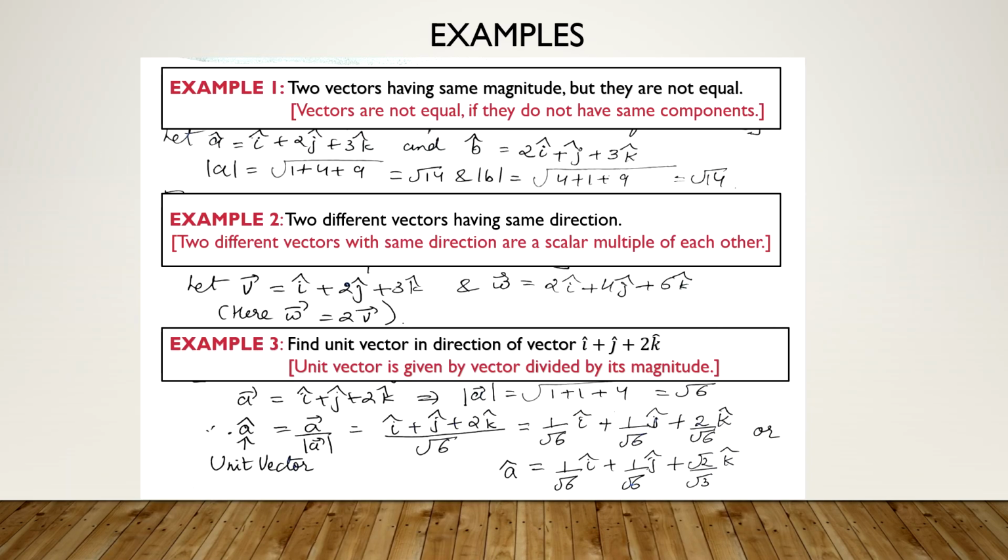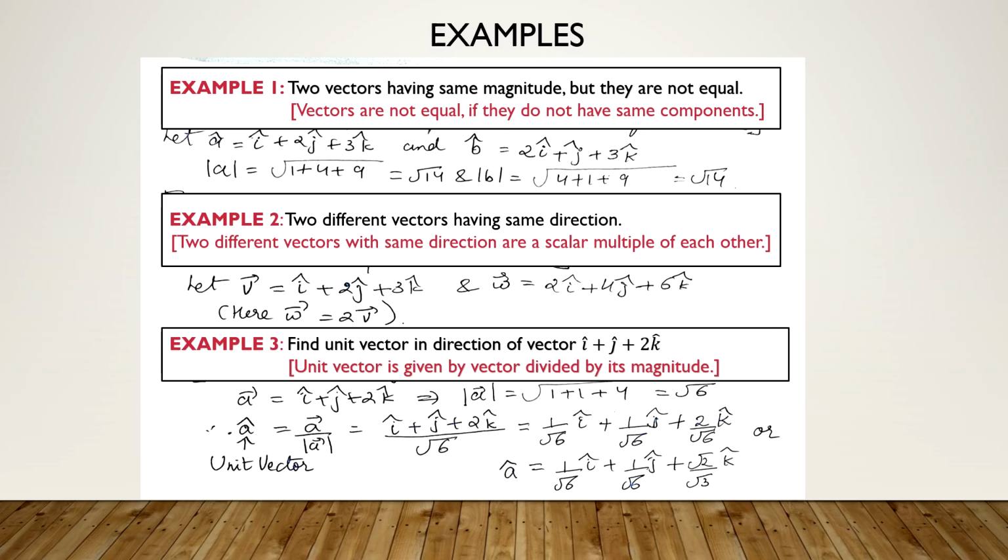Now some examples to understand the basics of vector algebra. You have to give example of two vectors that have same magnitude but they are not equal. Just now as I said, even if the magnitude is same, if they have different components, then they are not equal vectors. So suppose I take vector A, which is i plus 2j plus 3k, and B is 2i plus j plus 3k. You can verify over here that the magnitude of both the vectors is same, but their components are different, so they are not equal vectors.